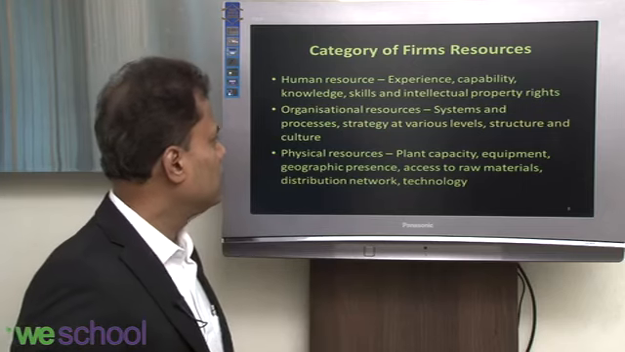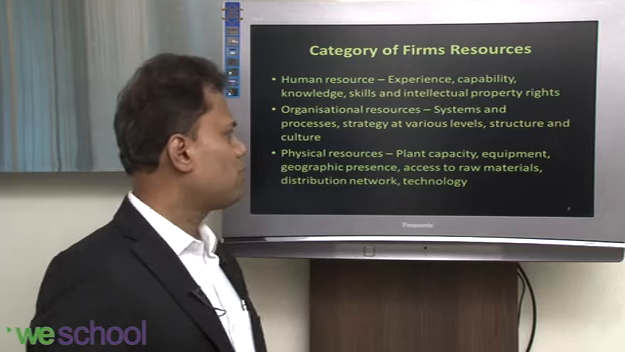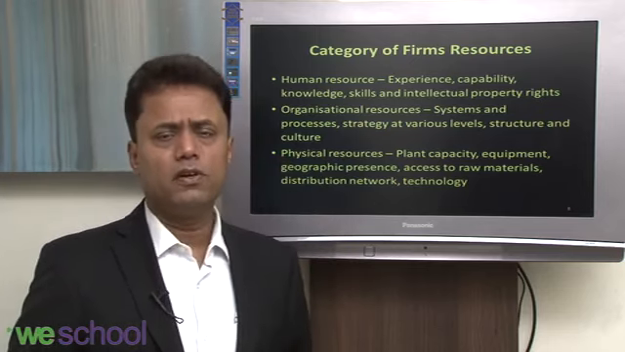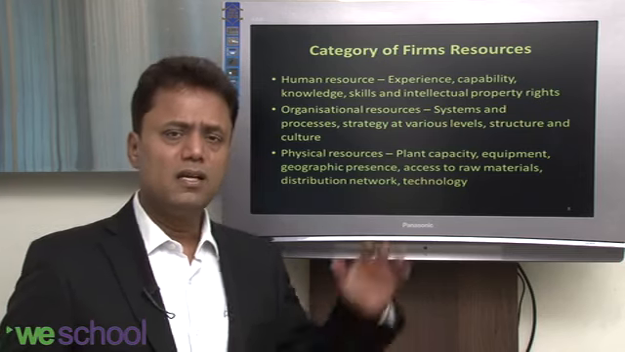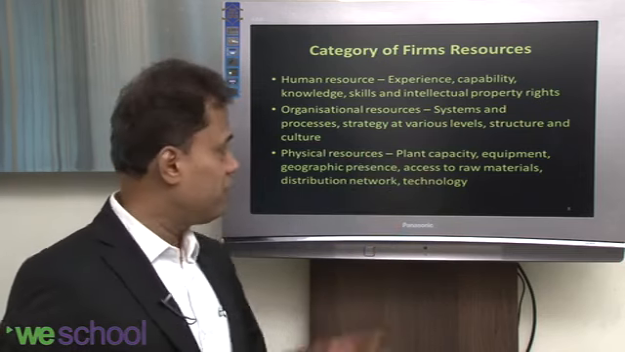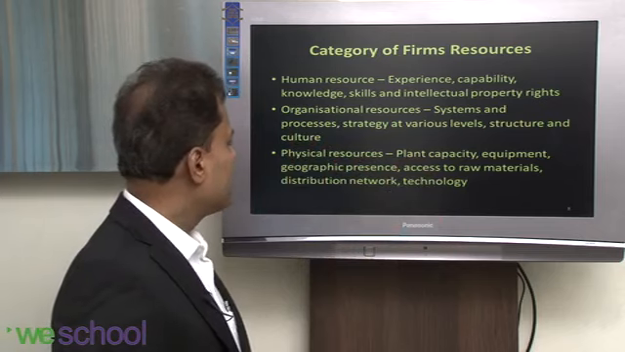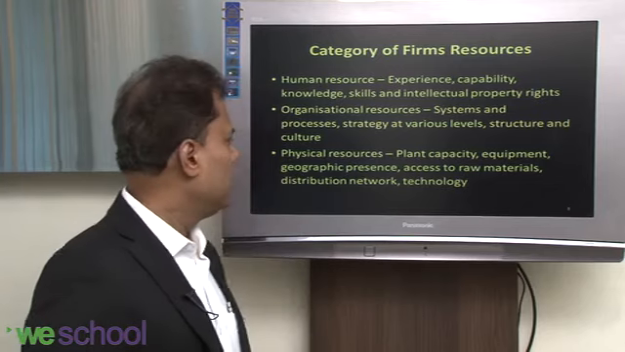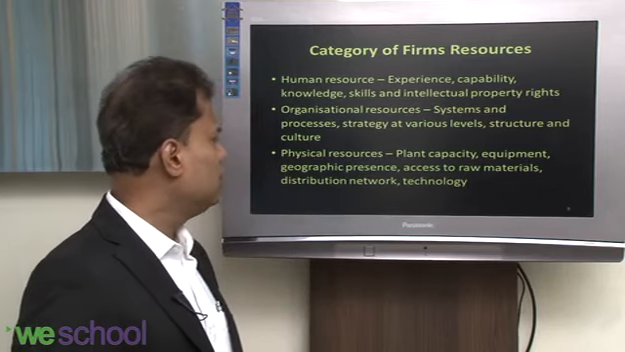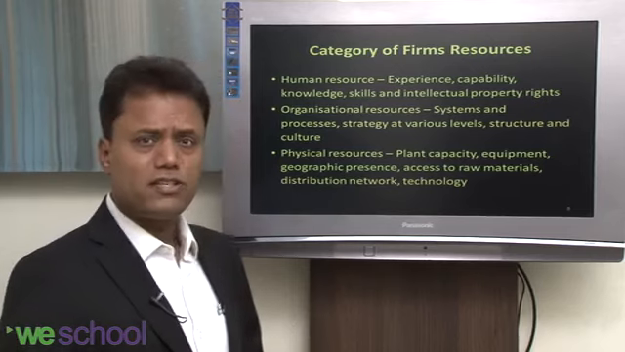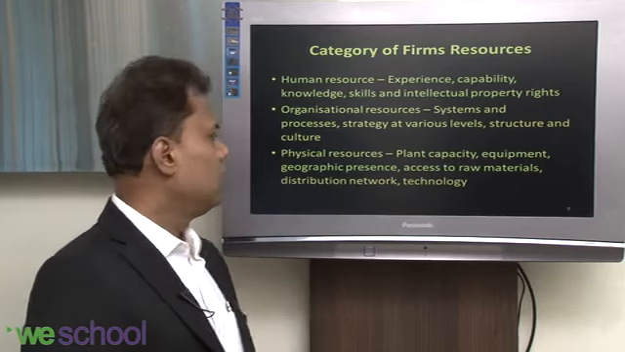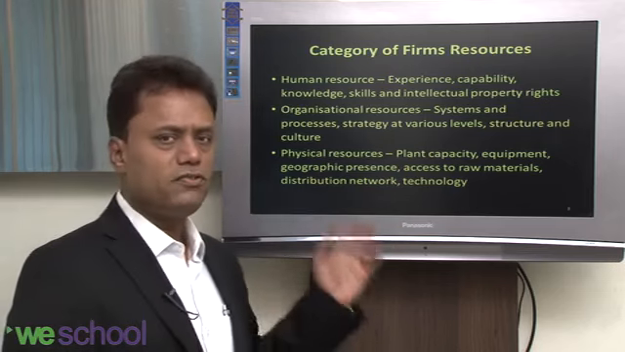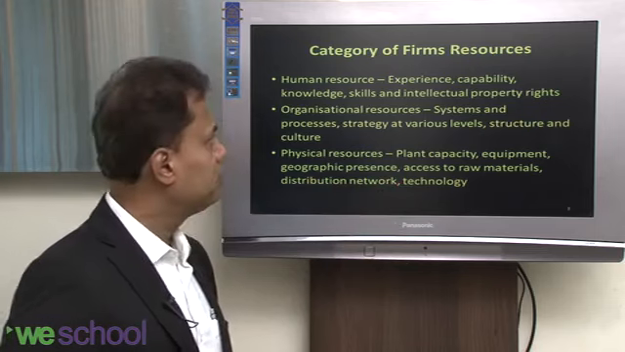So that's very important. Other organizational resources like systems, processes, strategy, various levels, structure, culture. We will be talking about all of that in the coming slides. These are different organizational resources. Even finance is part of that. Physical resources like your factory, plant capacity, equipment, technology, geographic presence, access to resources and raw materials, distribution channel network. So we talked about technology. So these form the physical resources.